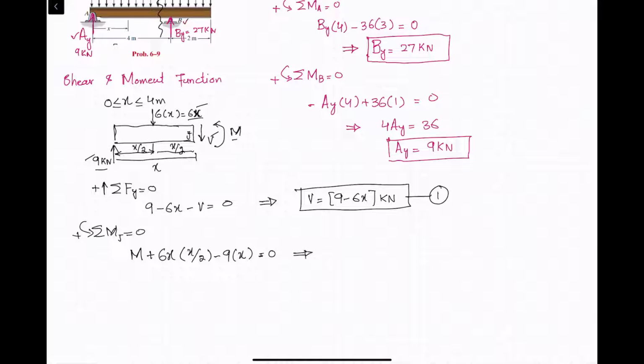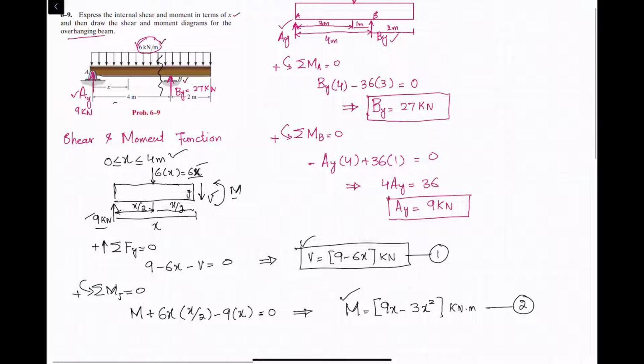So from here you will get the moment is equal to 9x minus 3x square, if you simplify it, and the unit will be kilonewton meter. Let this be equation number 2. Now equations number 1 and 2 are the equations of shear force and bending moment for this length of the beam. The range is given: x is greater than or equal to 0 and less than or equal to 4 meter. So it's valid for this region.